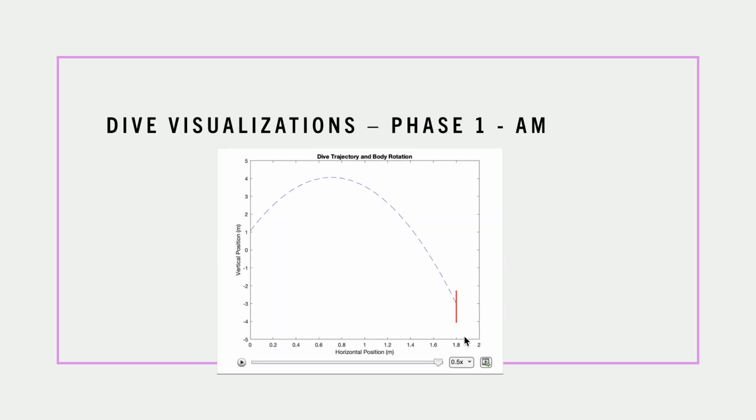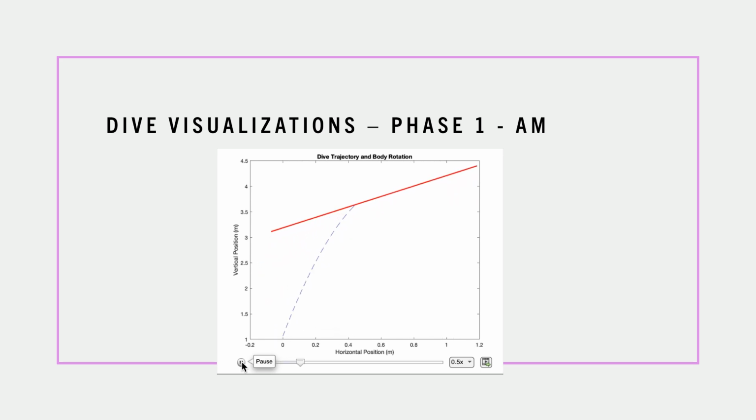In phase 1, we see the dive visualization. This is useful in showing the path and trajectory of the center of mass as the object is moving through the air. We see that it jumps off, hits a peak around 4 meters, and then goes all the way towards the bottom where it eventually stops as the diver hits the water.